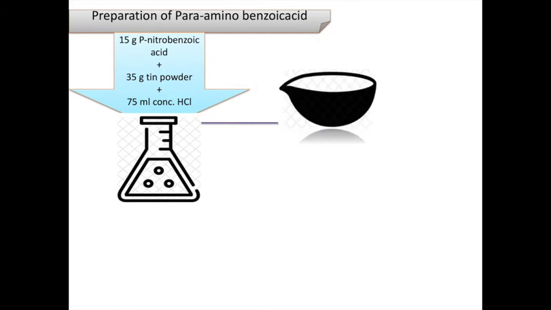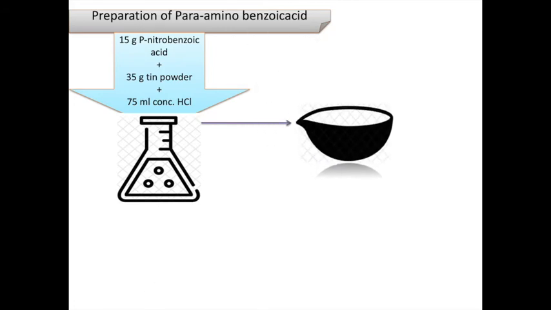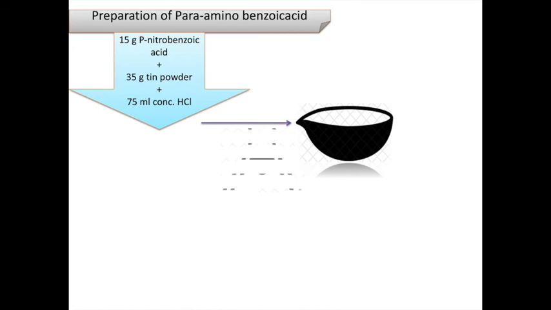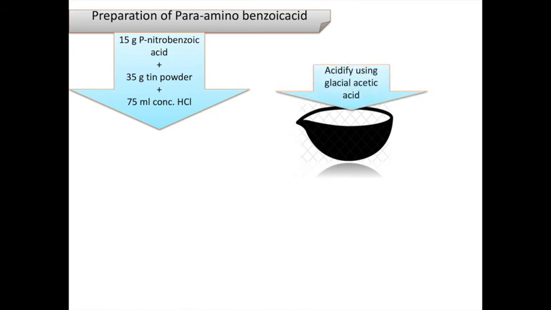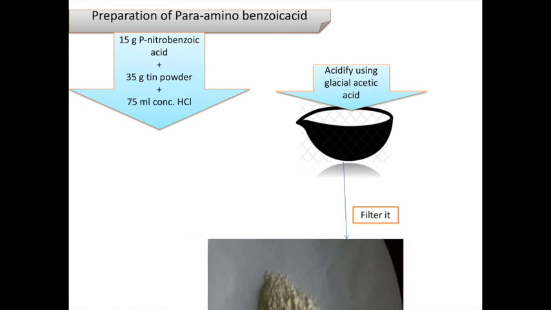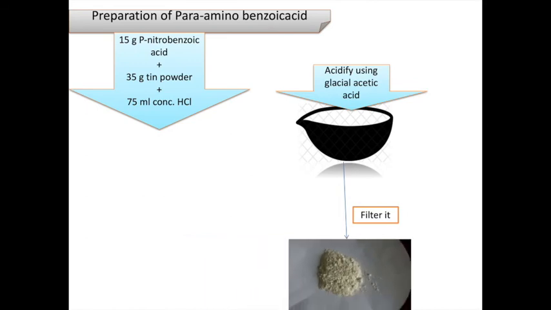After that, filter the solution and, to get the solids which separate out, acidify the liquid to litmus paper by using glacial acetic acid. By taking it into an evaporating dish, we have to evaporate to get the crystals. After that, we have to cool it in an ice bath to get the crystals. At the end of that, filter it if any liquid remains and we'll get our para-aminobenzoic acid.